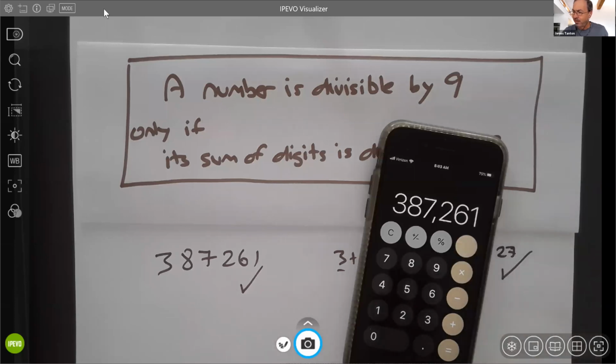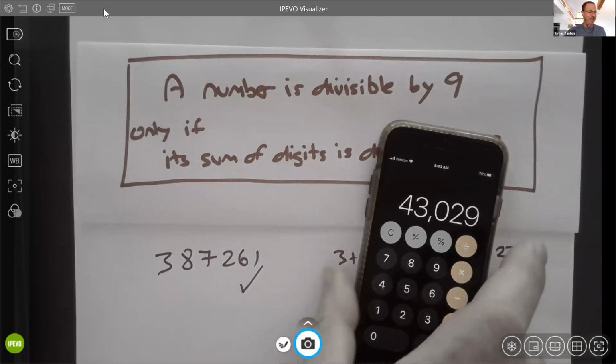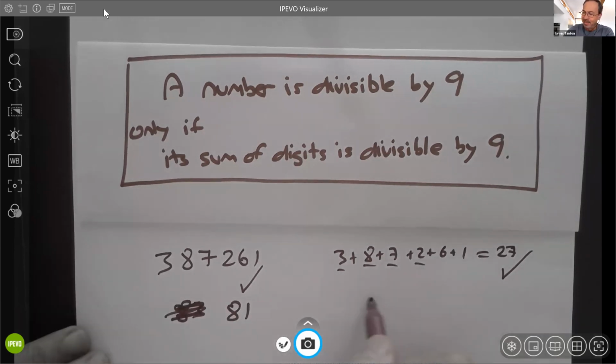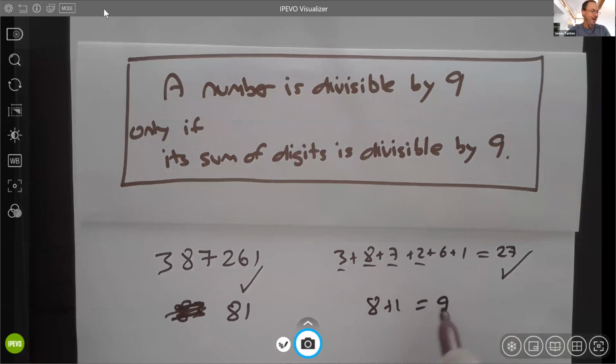387261, are you truly divisible by 9? If I divide by 9, do I get a whole number? Yes, I do. In fact, you can see it for smaller numbers like 81. Oh no, 83 is not divisible. Now, 81 is divisible by 9, and the sum of its digits, 8 plus 1, is also divisible by 9. You see this all over the place.